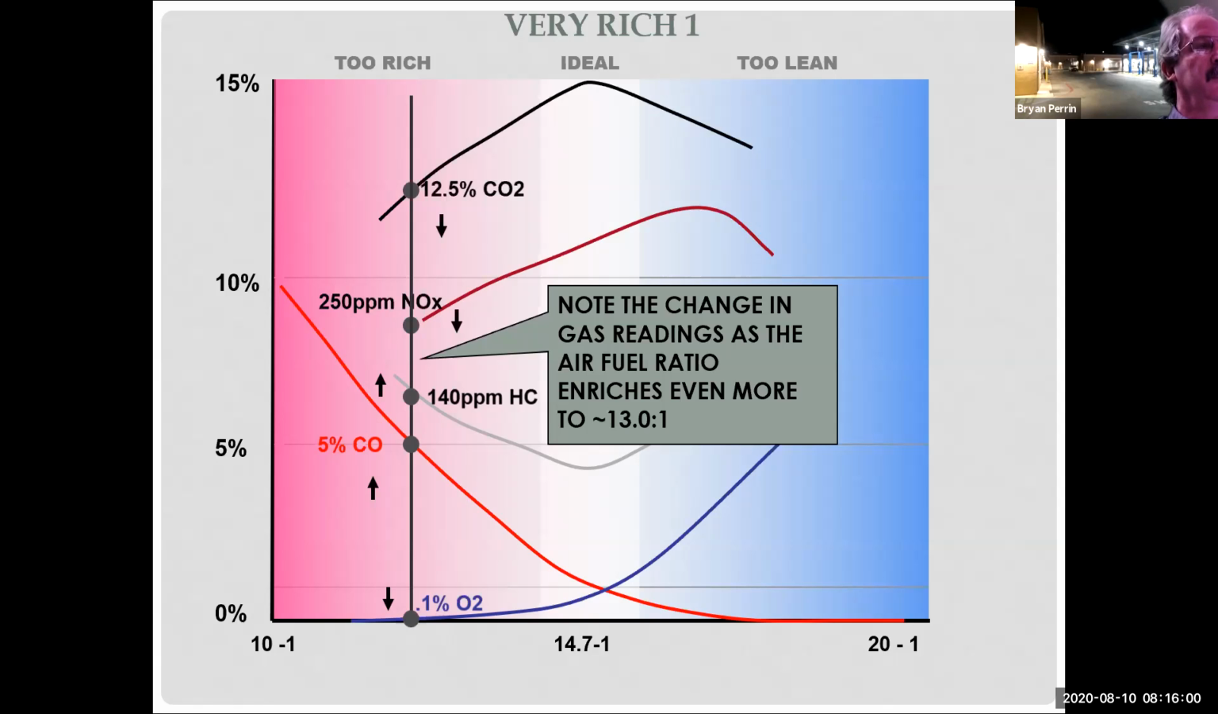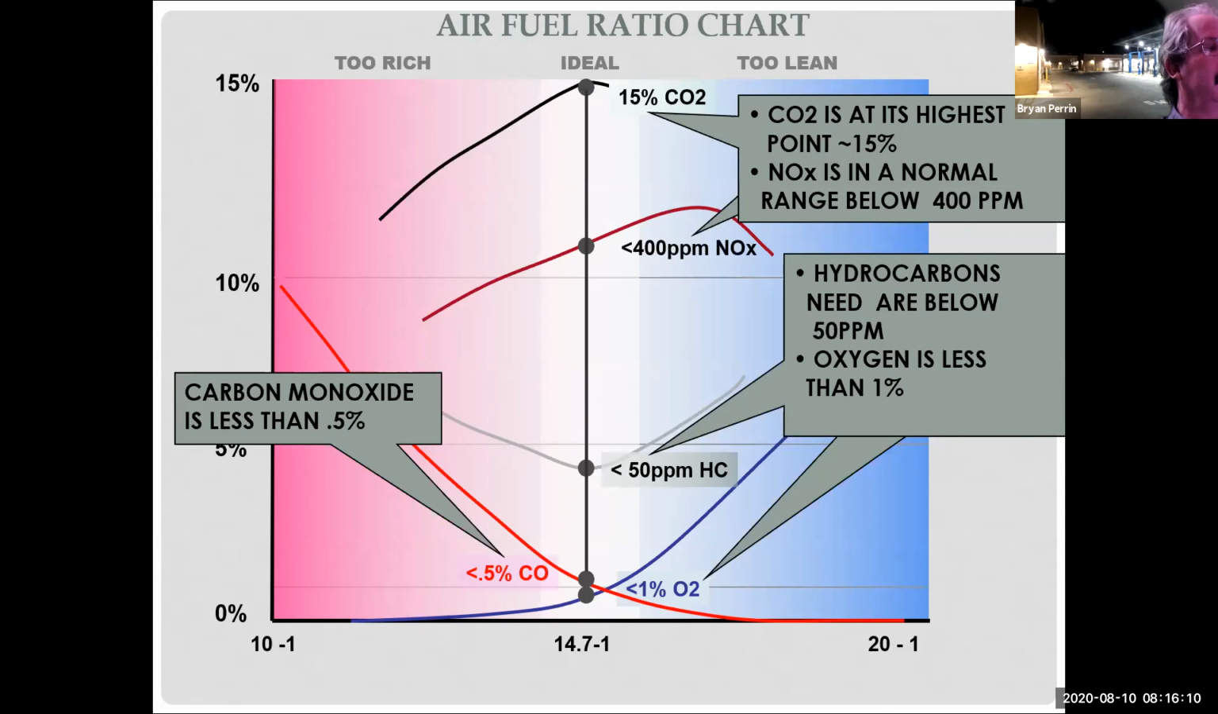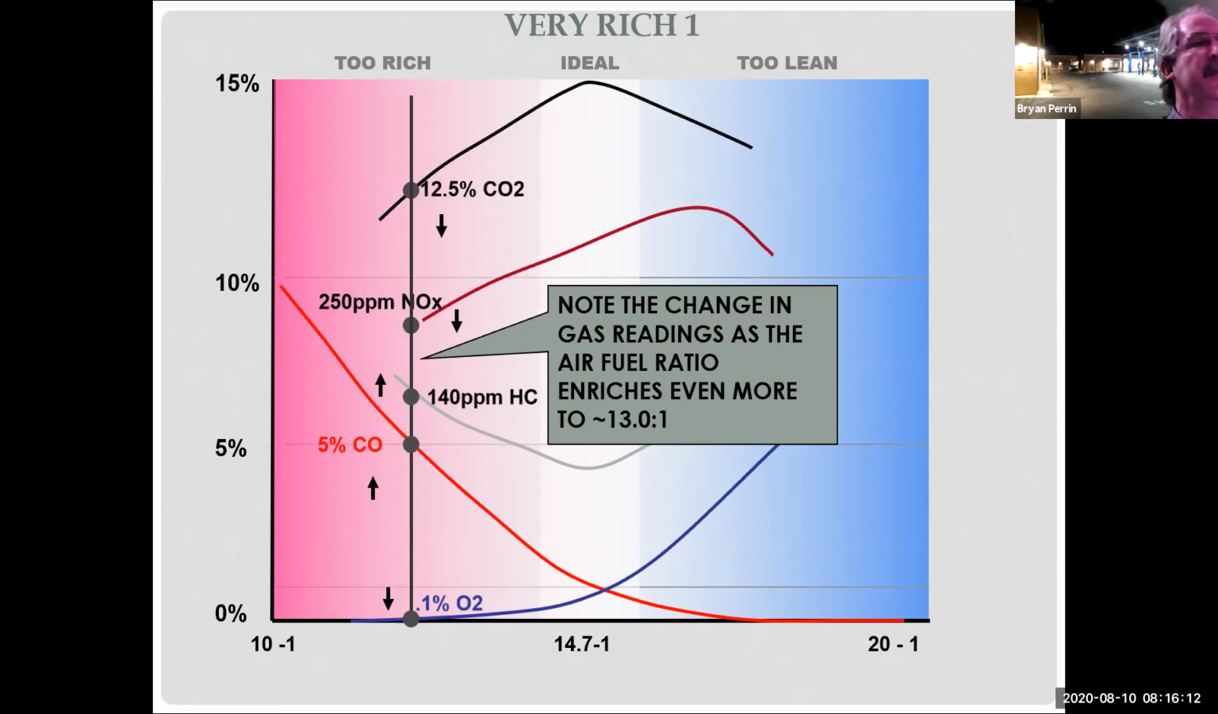So the air-fuel ratio enriches even more, to 13.5. Hydrocarbons is up to 140 parts per million, maybe even higher. CO is at 5%, and O2 is less than 0.1%. So you can see how my gases have all shifted as I went rich.